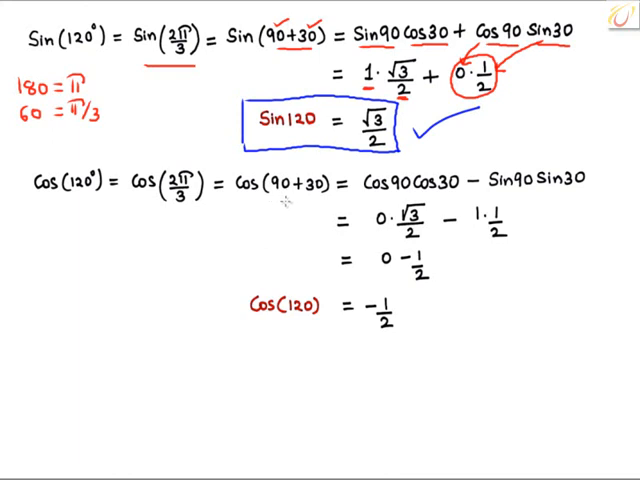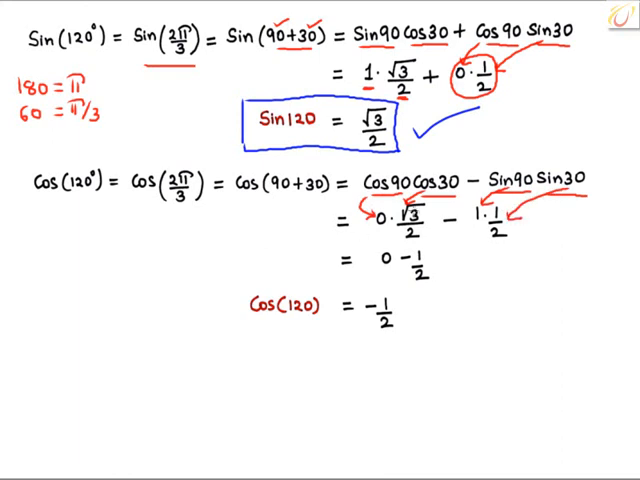So cos 120 will be cos 90 plus 30. So the formula applied will be cos 90 multiplied by cos 30 minus sin 90 multiplied by sin 30. So what is the value of cos 90? 0. What is the value of cos 30? Root 3 by 2. What is the value of sin 90? 1. What is the value of sin 30?